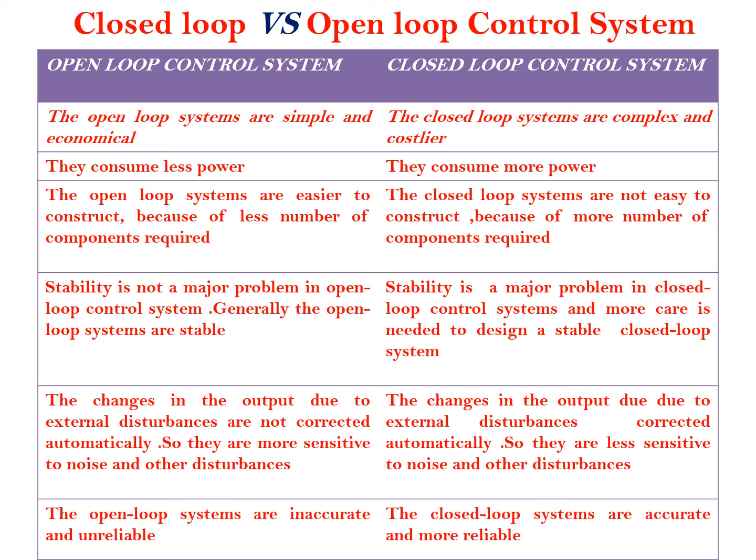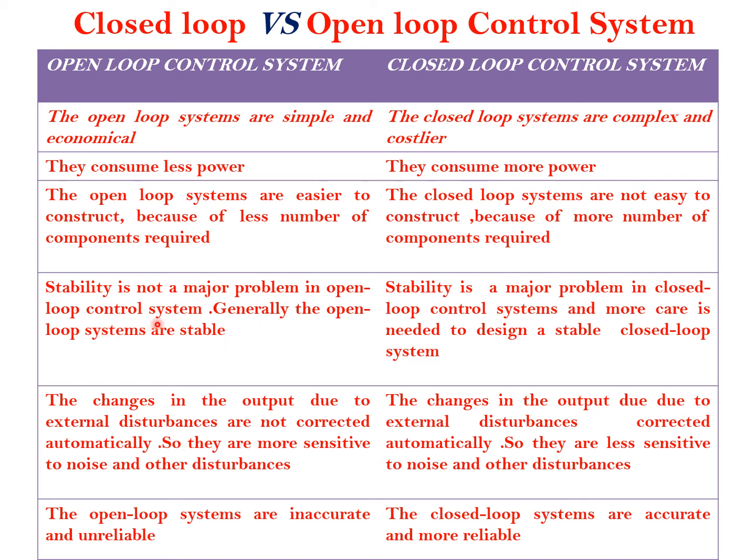We see the comparison between closed loop and open loop control system. What is the comparison? The open loop systems are simple and economical. The closed loop systems are complex and costlier. The open loop control system consumes less power. The closed loop control system consumes more power because of more number of components. The open loop systems are easier to construct because of less number of components required. The closed loop control systems are not easy to construct because of more number of components required.